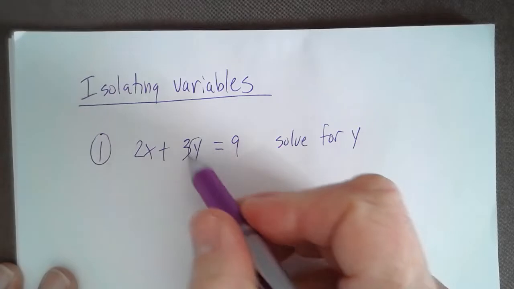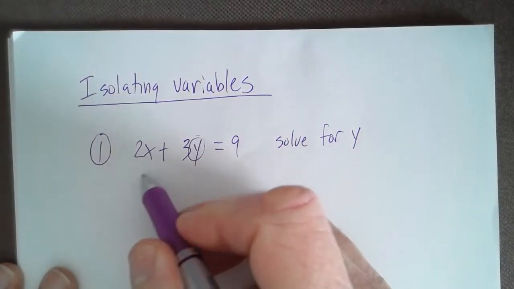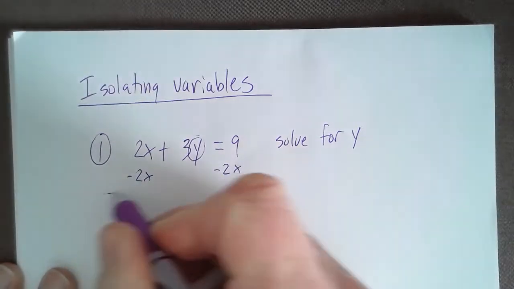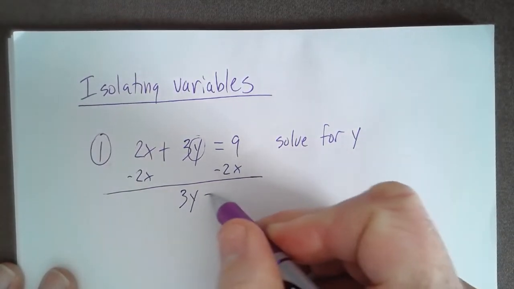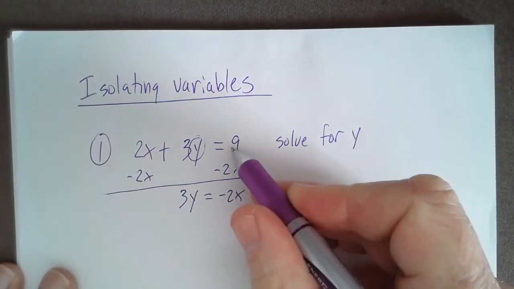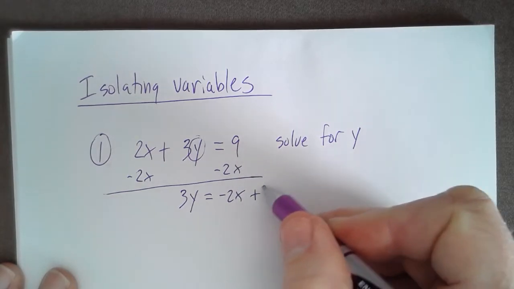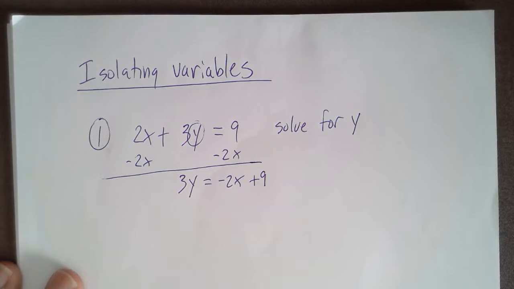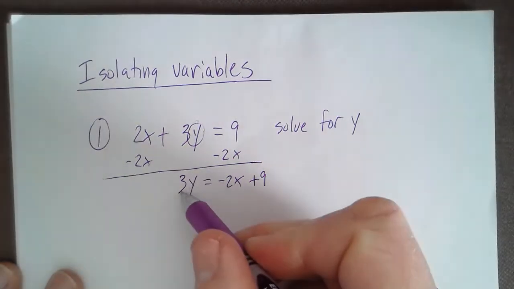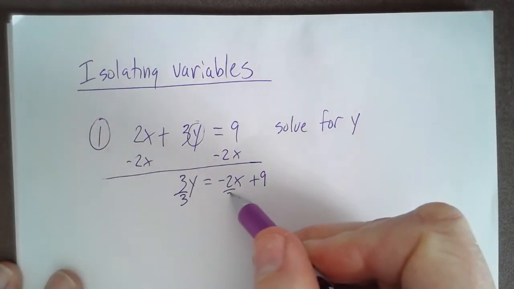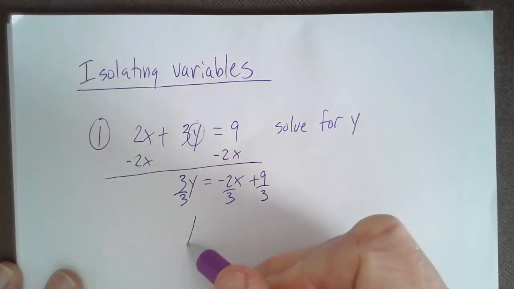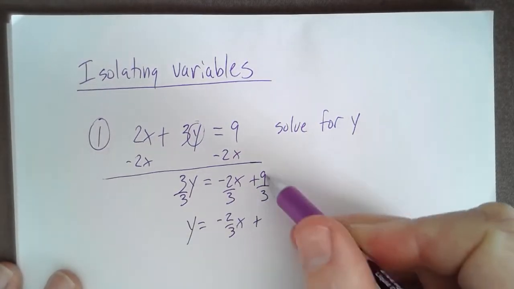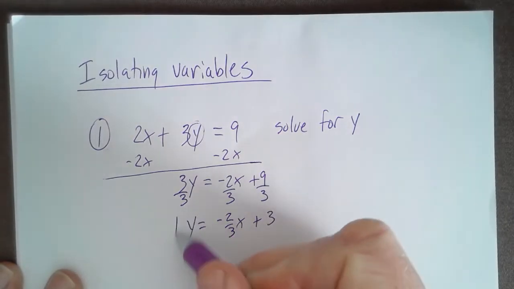So I'm going to get y by itself, which means I'm going to move over the 2x. So subtract 2x. And I get 3y is equal to negative 2x. It's a positive 9, so I write plus 9. Then I'm going to divide everything by 3 to get y by itself. So divide by 3, divide by 3, divide by 3. Y is equal to negative 2/3 x plus 3.